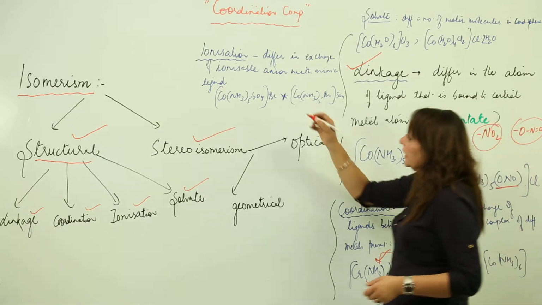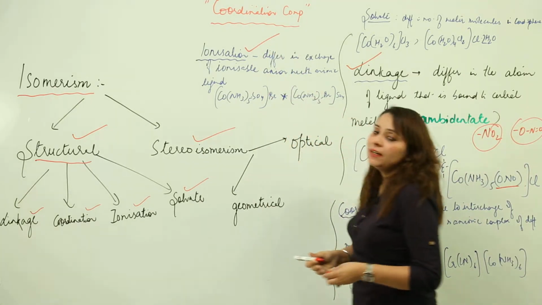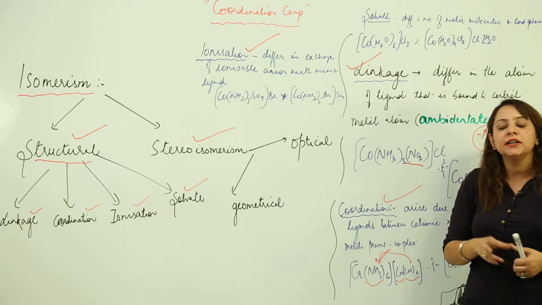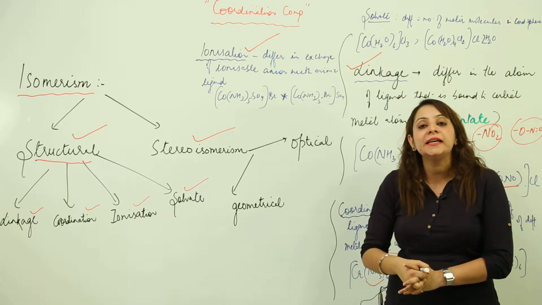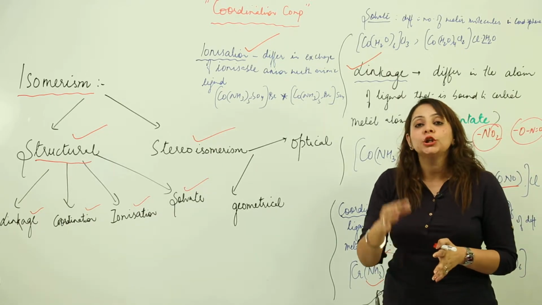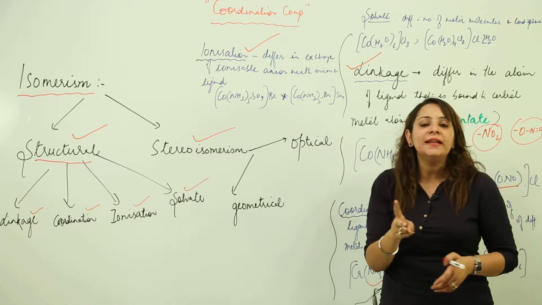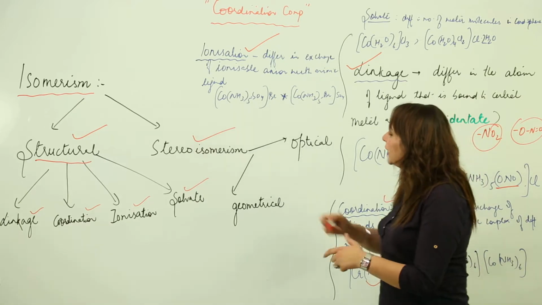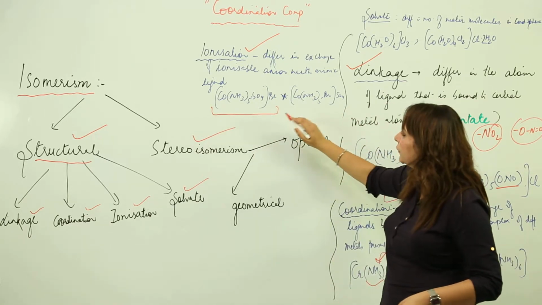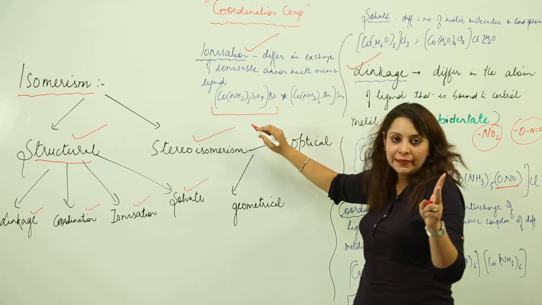Third we have is the ionization isomerism. Here what is going to shuffle in this case is the anion. What kind of anion? The two anions particularly, one is ionizable and one is non-ionizable. As you can see, I have this kind of compound. Here it has two anions.